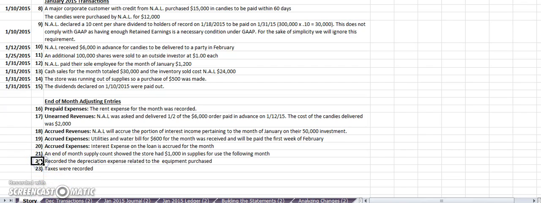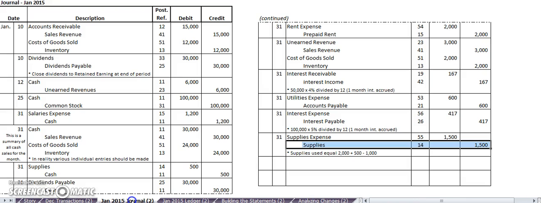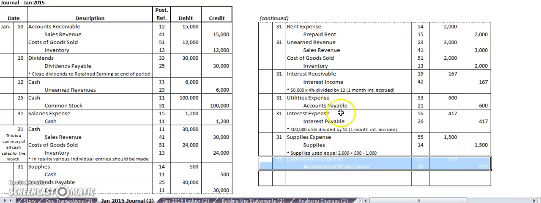Now we need to record the depreciation expense related to the equipment purchased. And remember, I had the issue whether I couldn't remember if it should be 10 years or 8 years. So I looked here and was able to figure out that I used 8 years. So my depreciation expense is going to be $833, and I'm going to put it in what's called a contra account. This is going to be paired with the equipment account, except that it's going to lower it. So $80,000 is going to be lowered by $833.